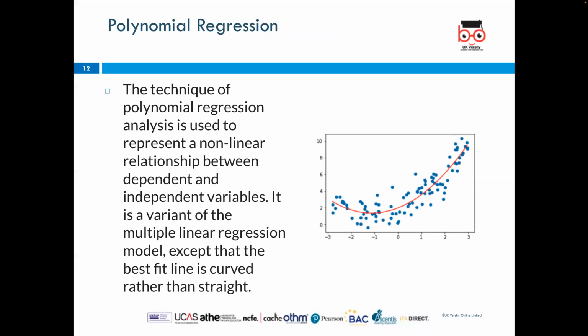So that is the difference between linear regression and polynomial regression. So let's say it is a variant of the multiple linear regression model, except that the best fit line is curved rather than straight.